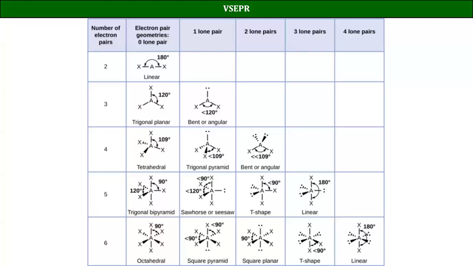So what's our molecular geometry for water then? It's not linear. We still have four electron domains, four things taking up space. If we had one lone pair that we couldn't see, we'd call that trigonal pyramid. Two lone pairs, we call it bent or angular.